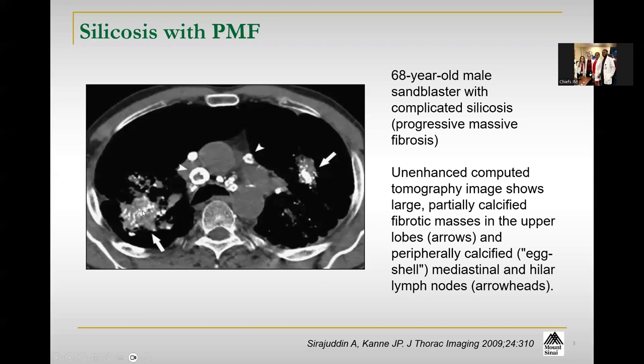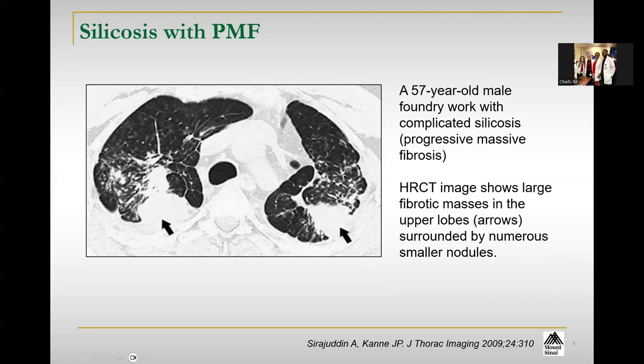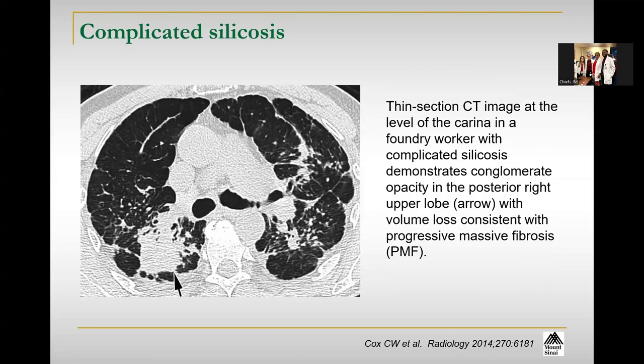Not infrequently, these masses have calcification, as you see here in these two. And this shows some mediastinal and hilar lymph nodes that have the classic eggshell calcification. Sarcoidosis can also do this, but not so frequently. Silicosis does it a little more often, but again, do not expect to see this in every case of silicosis. Here again are more cases of progressive massive fibrosis from silicosis. You see some pleural reactive thickening, linear stranding and traction, and more of the same, progressive massive fibrosis with conglomerates.